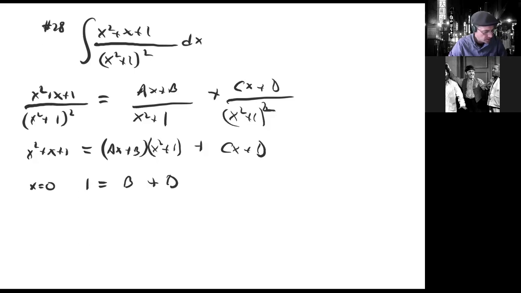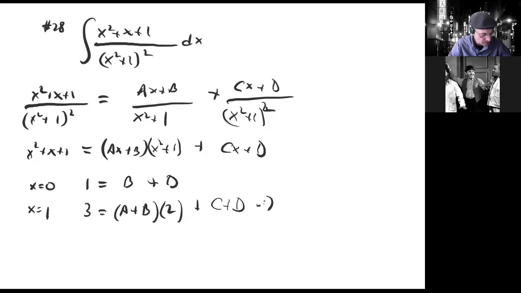Okay, that's an equation. What about x equals 1? We can try that, right? So 1 squared plus 1 is 3, is equal to a plus b times 1 squared plus 1 is 2, plus cx plus d is c plus d. So in other words, if we expand this out, the equation becomes 3 equals 2a plus 2b plus c plus d.